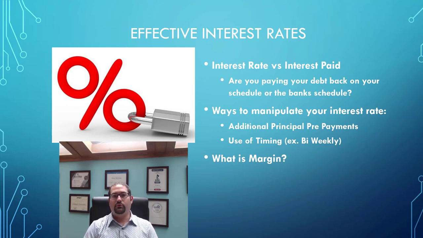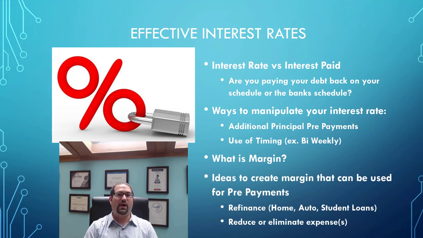The most common way that you can find margin is by refinancing and consolidating bills. So you may be able to refinance your home and save money. You may be able to refinance your auto or student loans and free up monthly dollars that will allow you to prepay debts and actually utilize this effective interest rate strategy.